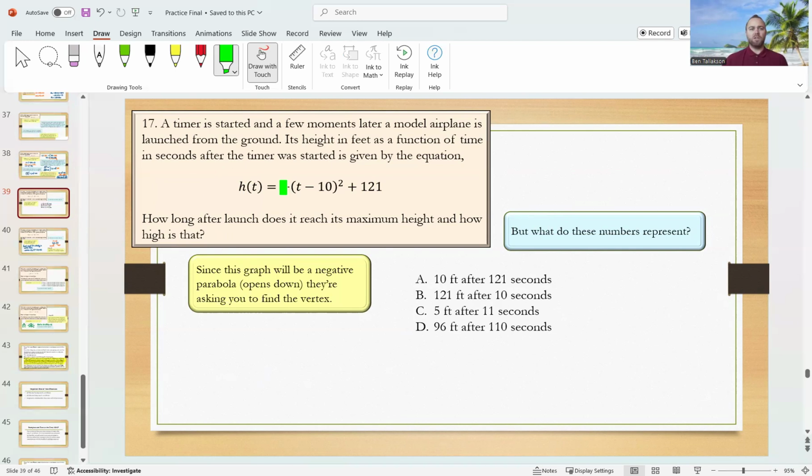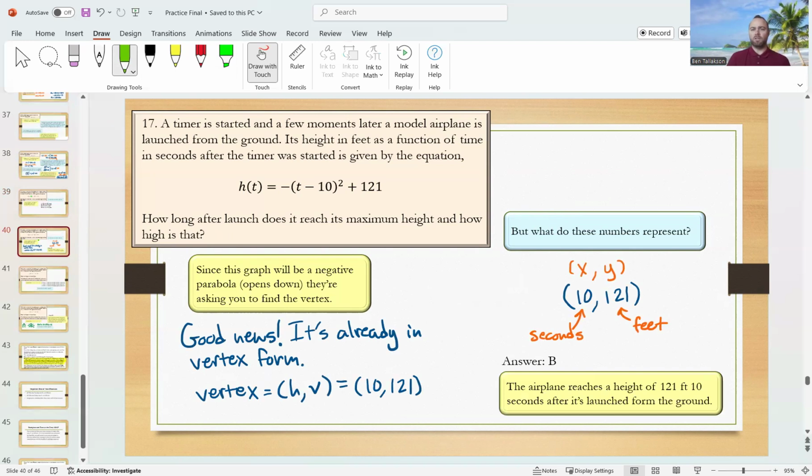The first thing you should have noticed is the minus sign out front. That tells you this is a negative quadratic, which means a negative parabola. If we're looking at a graph, that means it looks something like this.